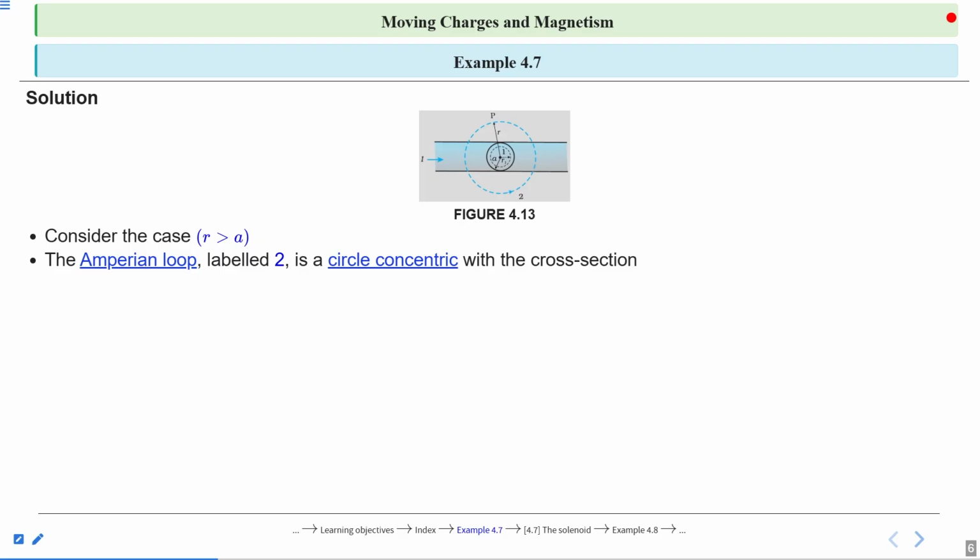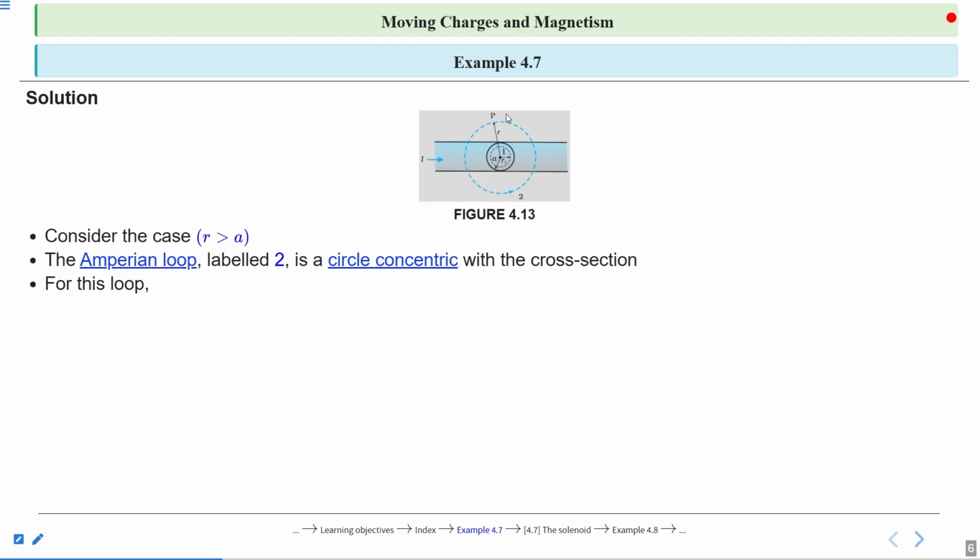It is shown in 2D in figure 4.13, but in actuality it is in the plane of the cross section. You can imagine this is a cross section, and the loop is a circle concentric with the cross section. That Amperian loop, labeled 2, passes through the point where we have to find the magnetic field, which is outside the wire.